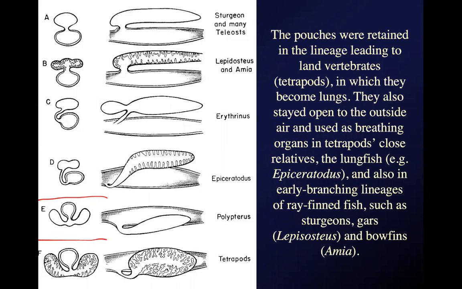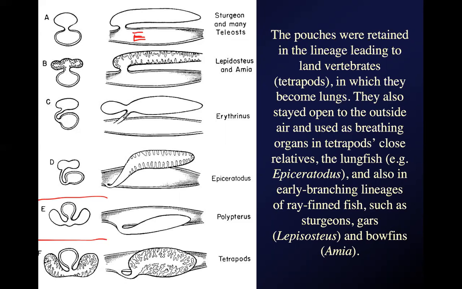You can see there's the esophagus. Food passes through there. And there you have this air chamber that's connected to the esophagus by a little opening right there. That air chamber has a folded wall in Lepidosteus and Amia. That's gars and bowfins. They've got this air chamber, which is what enables gars and bowfins to live in very oxygen-deprived water. Bowfins can live where almost nothing else can.